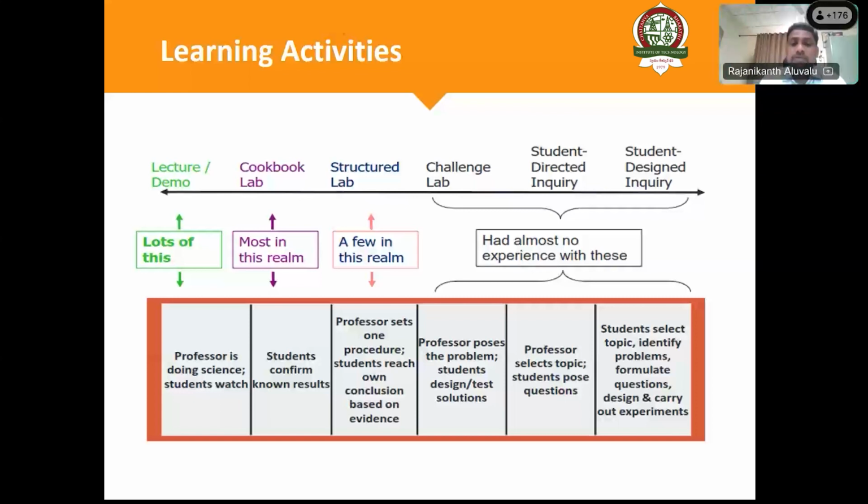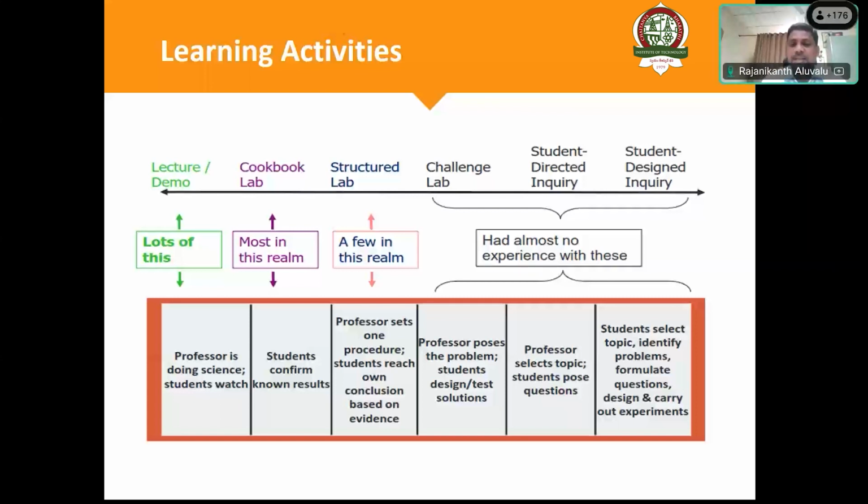So students know the results confirmed. Students know that if I do this experiment, these results are going to come, and this experiment has to be done like this. Just follow the guidelines blindly. This is exactly the cookbook lab, of course better than the lecture demo, where at least the student is getting involved. And moving forward is a structured lab.